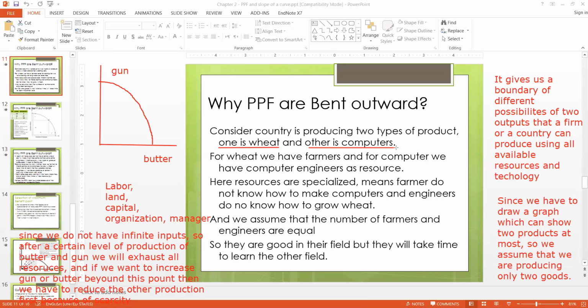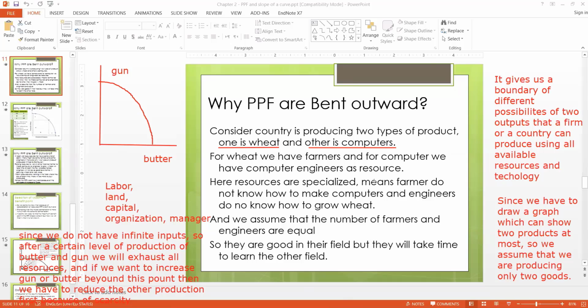The idea behind it is that since they are different, it requires different skills to produce these things. And since the skills are different, we have to manage those things. So we will discuss that. For wheat, we have farmers as labor, and for computers, we have computer engineers. So there are two types of labor now. There is a farmer as a labor, and there are engineers.